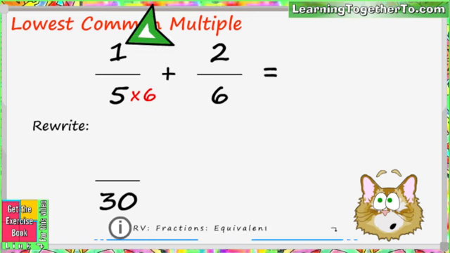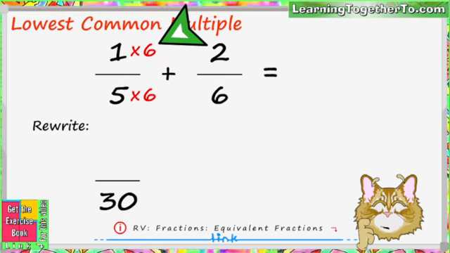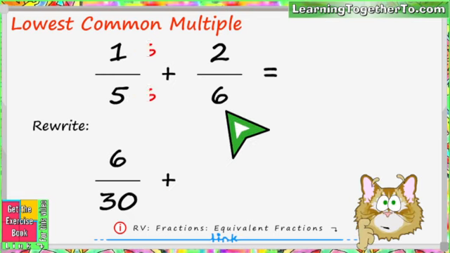Frank, whatever we multiply the denominator by, we must also multiply the numerator by. If we multiplied our denominator by 6, we must also multiply our numerator by 6. 1 times 6 is equal to 6. Very good, Frank. Now we need to change the 6 in the second fraction to 30.